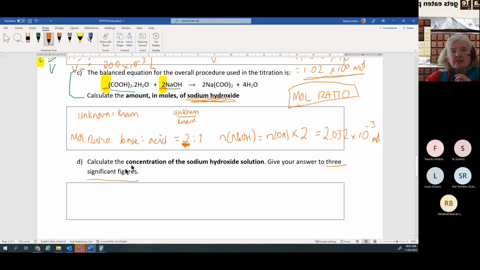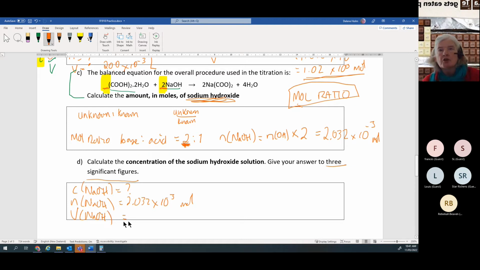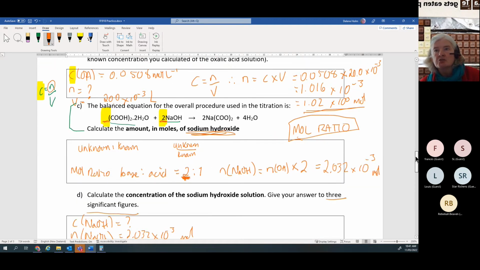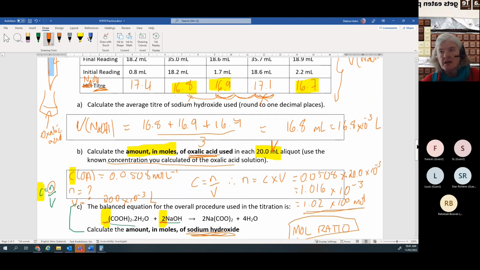Okay, so we've got to calculate the concentration of the sodium hydroxide solution. So now it is CNaOH we are looking for. We do know N for sodium hydroxide because we've just calculated it, 2.032 times 10 to the minus 3. And our volume of our sodium hydroxide, we now have to go all the way back to the top where we calculated it over here.